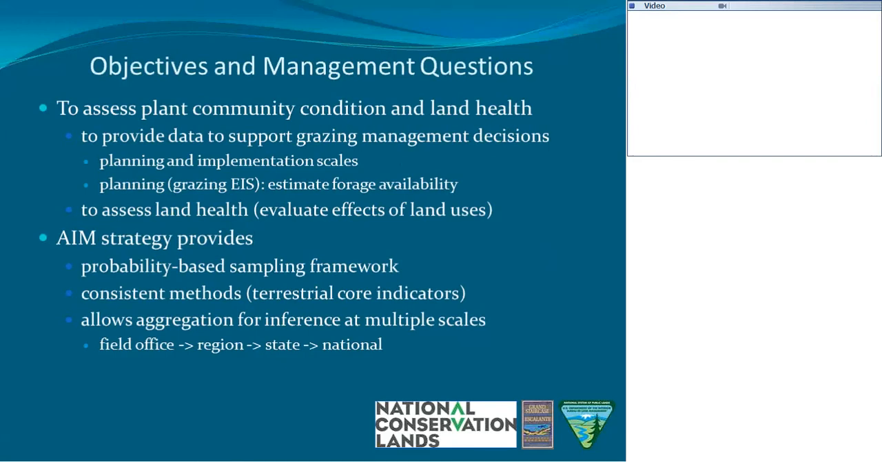On the Grand Staircase, we have some similar objectives to other people's presentations and some different. The primary objective has to do with assessing plant community condition and land health, partly in support of grazing management decisions. And we're looking to do things at several different scales, both planning and implementation. At the planning scale, we're trying to use AIM to help us with estimates of forage availability, and on the implementation side, we're using the AIM data to augment existing data on land health.